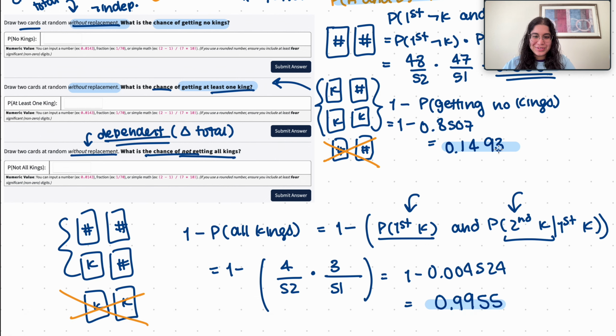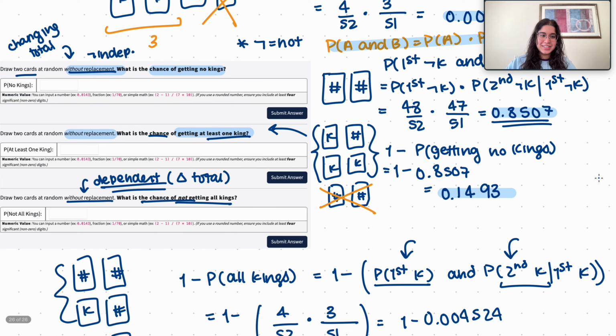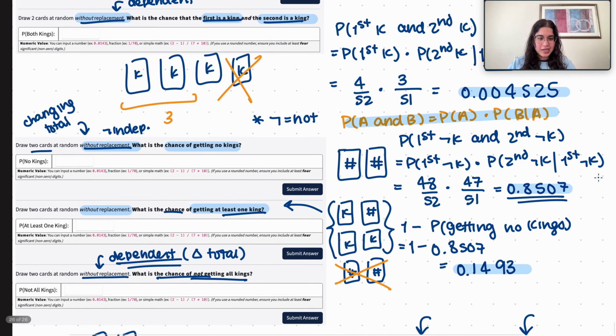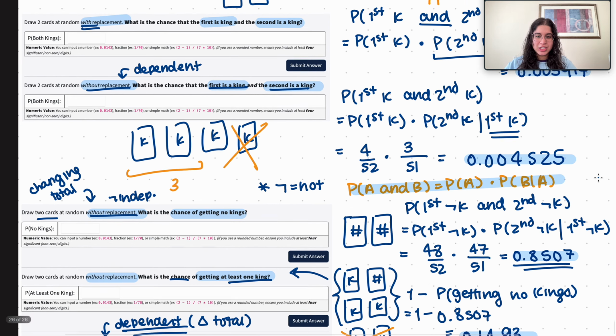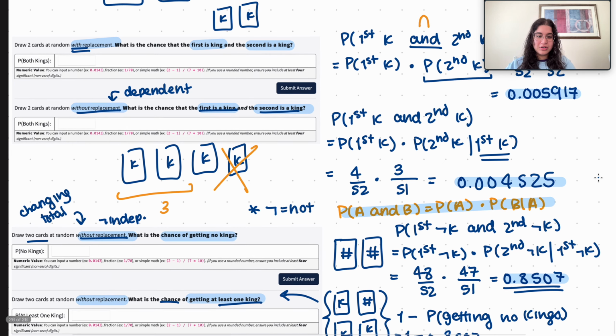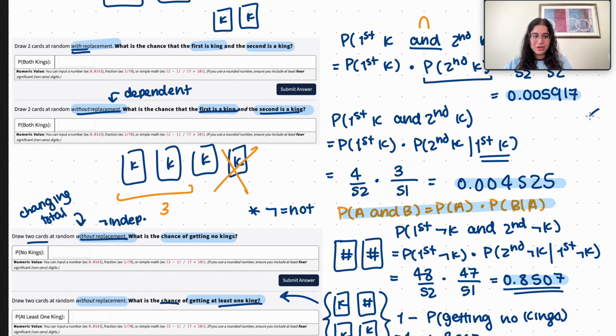So after you do these questions, it's a good idea to look at your answer and see if it makes intuitive sense. If one probability is way too high and you think that, of course, drawing a certain number of cards in a deck shouldn't be that high, then there's a reason to double check your math or your probability statements.